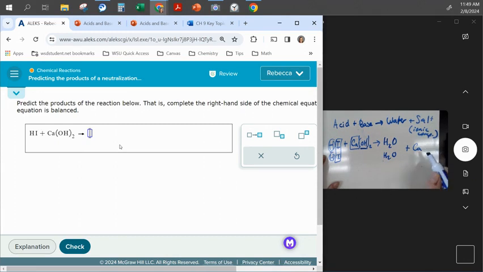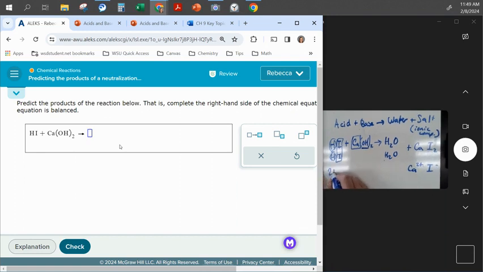The charge on calcium is 2+. And we're going to get iodine. The charge on iodine is 1-. So we're going to need 2 iodines to balance the 2+ on calcium. So our final formula will be, we need 2 hydrogen iodides plus 1 calcium hydroxide. And that will give us 2 waters and 1 calcium iodide.